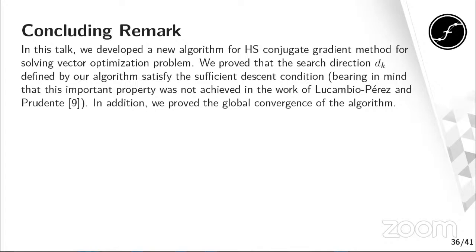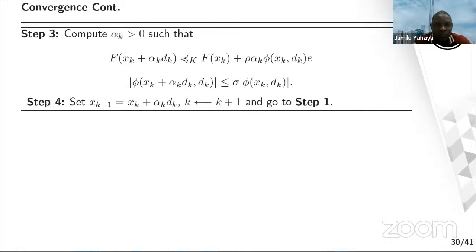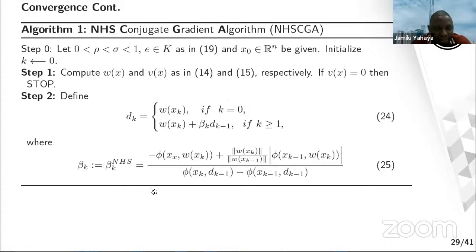Yeah, actually, let me go to the... Okay, in the beta parameter, are you hearing me? Yes, I can hear you. Yeah, in the beta, the conjugate parameter here, in their case, the norm of the gradient, that is, norm of W of XK by norm of W of SK minus one, is not there. And the absolute value we applied close to these norms was not there. So that is why they could not achieve the sufficient descent condition. So we modified their beta K and were able to establish the sufficient descent condition.